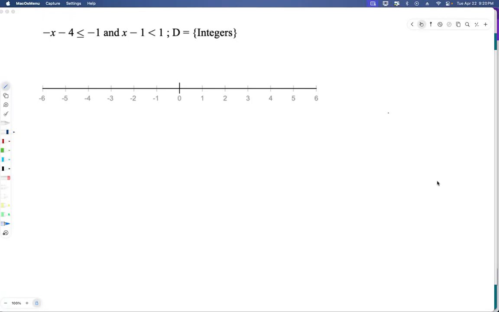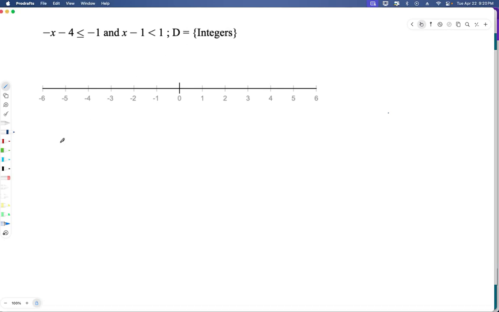All right, let's see what we've got. This is lesson 8990. These are the ones that were marked incorrect. So let's see what's going on. So we've got two inequalities here, and we're going to graph them in the domain of integers.